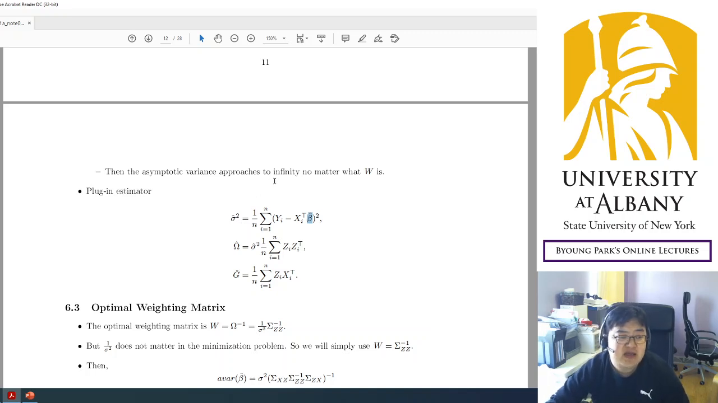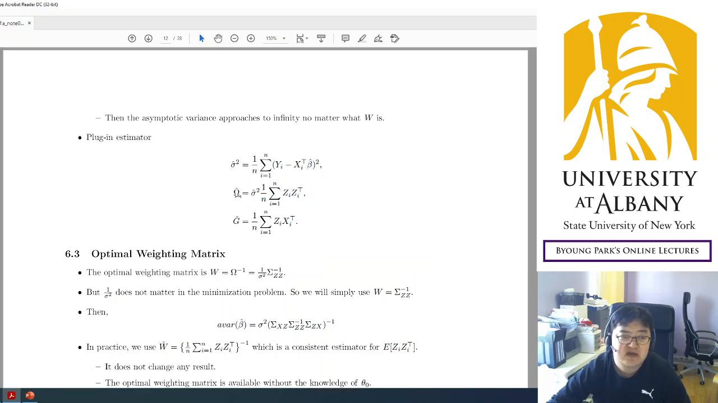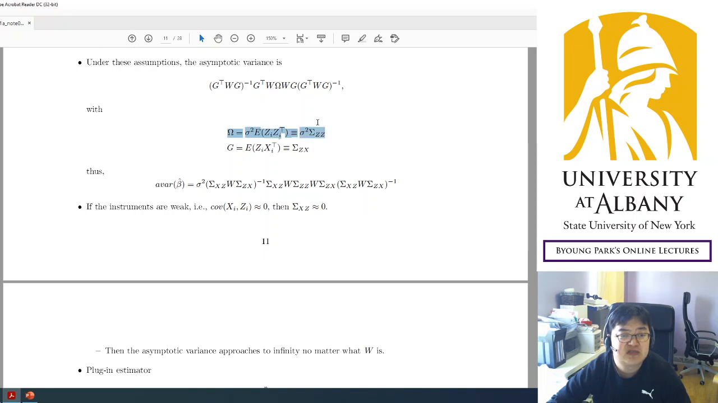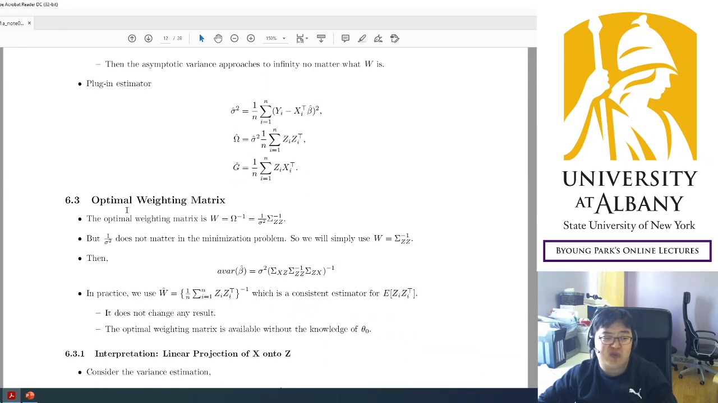Okay, and in this case, what is the optimal weighting matrix? The optimal weighting matrix is its inverse, so omega inverse. Remember omega was sigma squared times the expected value of ZZ prime. ZZ prime is not a problem, but we do not have sigma squared because sigma squared is dependent on beta. So you need to know epsilon, and to know epsilon you need to know beta, but we cannot use any beta when we calculate the optimal weighting matrix.